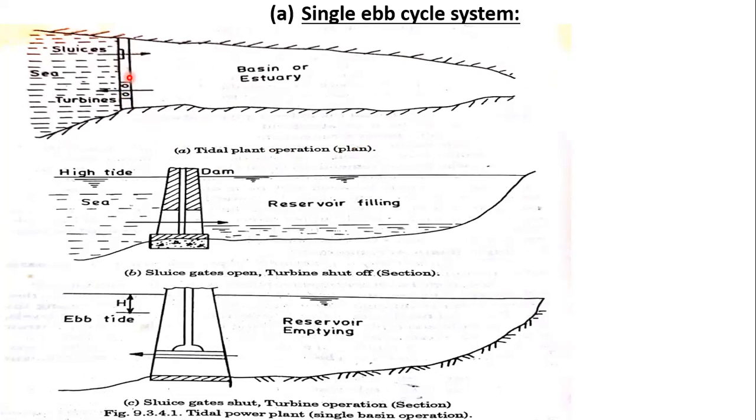The sluice gates mediate between the basin, the sea and the turbines. If the high tide comes, we open the sluice gates and permit the sea water to enter into the basin we have constructed. We can call it basin or reservoir, both. When a high tide comes, we open the sluice gates and allow the water to flow into the basin.